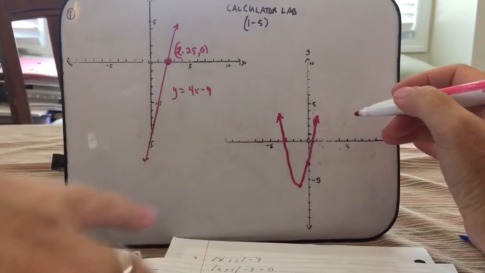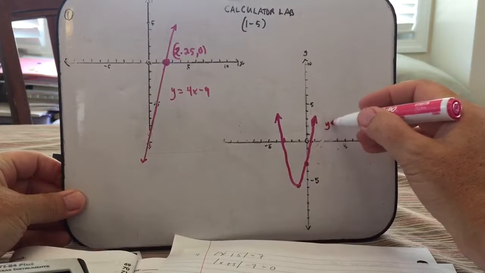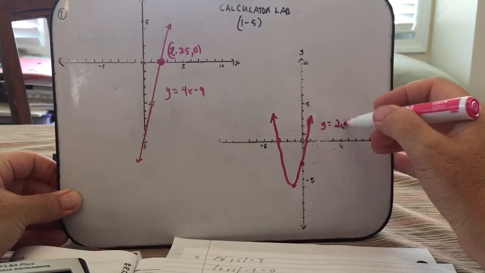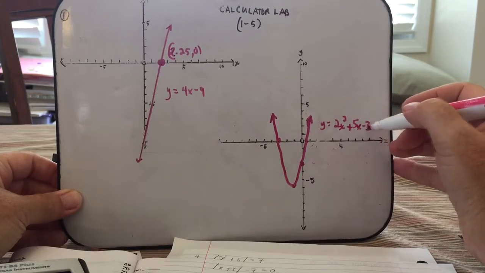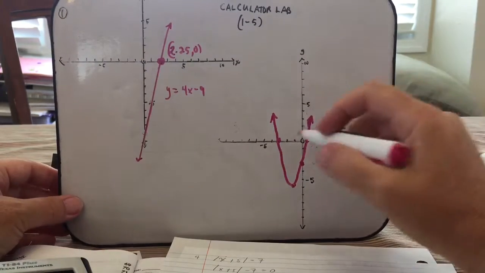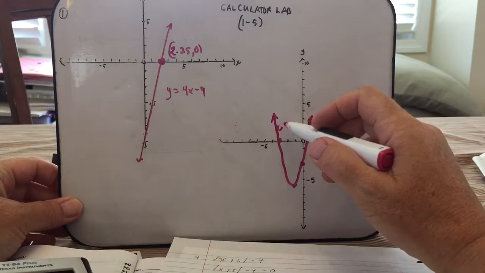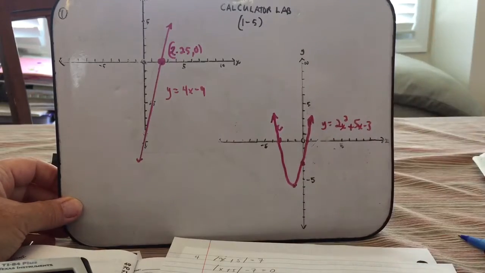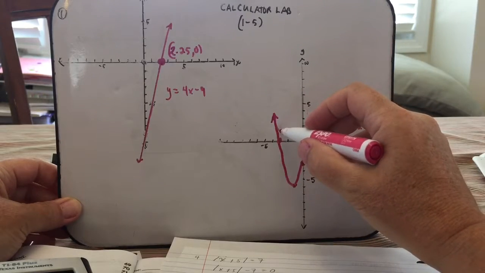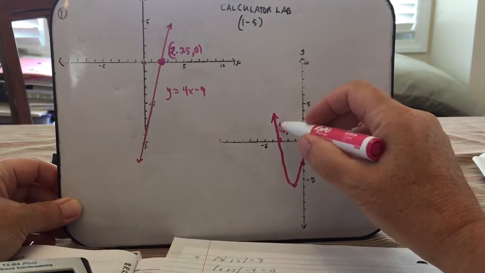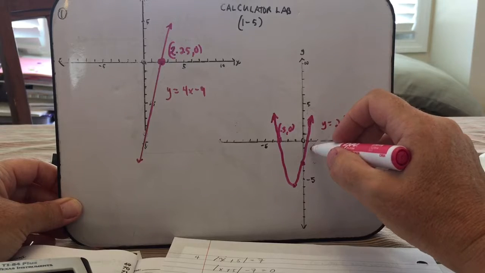And this is the function y equals 2x squared plus 5x minus 3. And I have zeros at -3, 0. Put it in here, -3, 0. And I have a 0 at 0.5, 0.